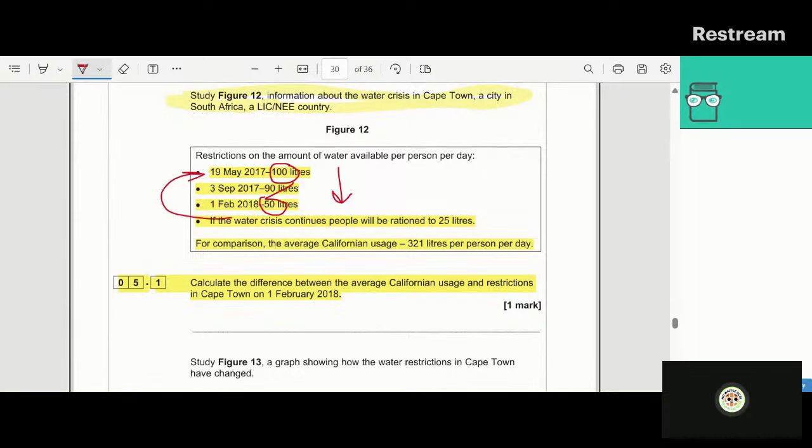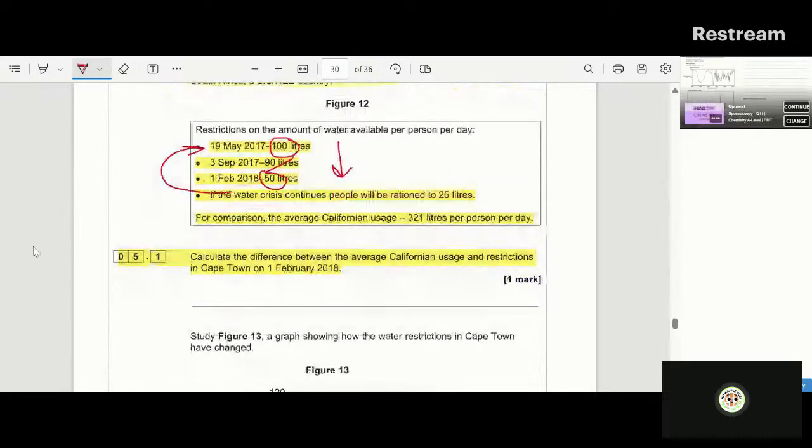Now, for the second mark, you can give some greater depth of describing it. The amount of water has gone down. It has been a steady decline. People are now allowed only half of what they were allowed. But yeah, just a 2 marker there.